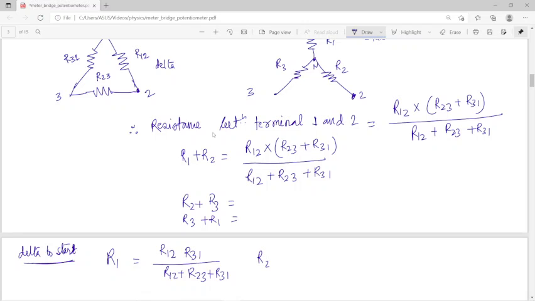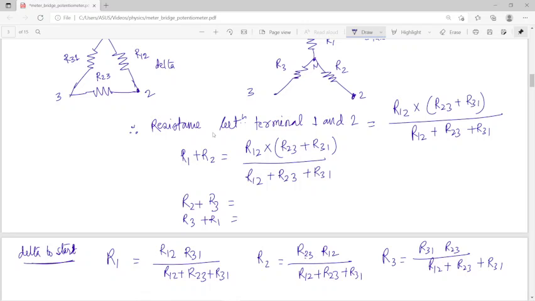That means if we are calculating R2, you will see R23 and R12. That means where the subscript 2 is there, that should be there. And R3 is nothing but R31 R23 divided by R12 plus R23 plus R31. That is the conversion delta to star.